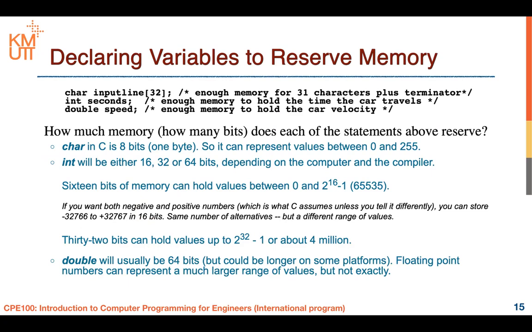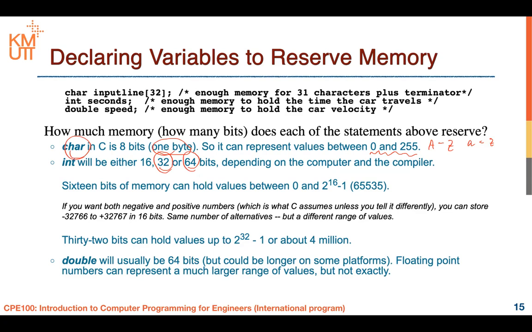So in this way, to keep a character you can represent between 0 and 255, if we are dealing with A to Z and small letter a to z. So 8 bits is enough, so you can use 1 byte for 1 character. And integer can use 16 bits, 32 bits, or 64 bits. It depends upon the computer and the compiler, but normally we use 32 bits for integer and 64 bits for long.